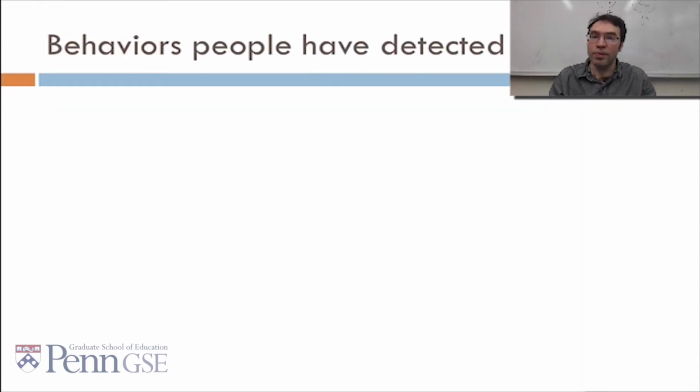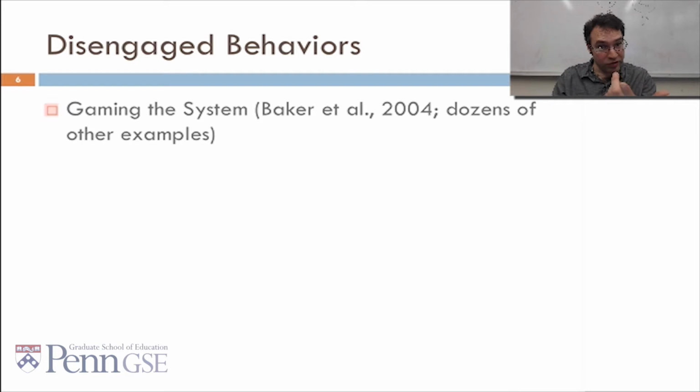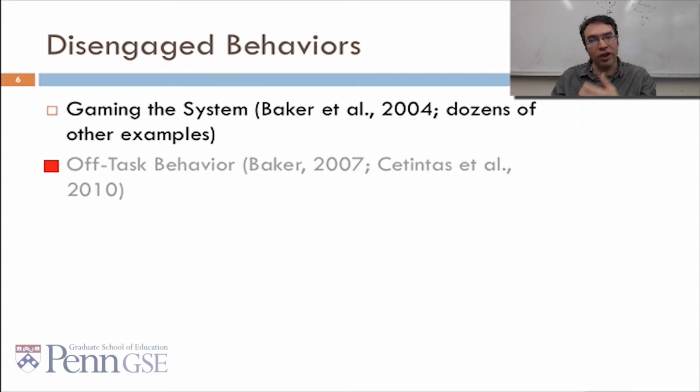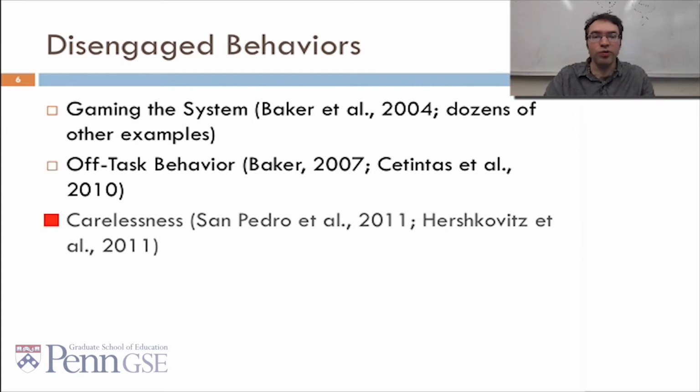People have detected a lot of behaviors in educational data mining. Some examples include disengaged behaviors, such as gaming the system. We've already talked about gaming the system before in class. It's when a student subverts the properties of a learning system to succeed without learning. Off-task behavior, which we've also discussed, where a student simply goes completely out of the task, for example, talking to their neighbor about Spider-Man. Carelessness, that's where a student knows how to give the right answer, they know the skill, but somehow they're just not paying close enough attention and they give the wrong answer.